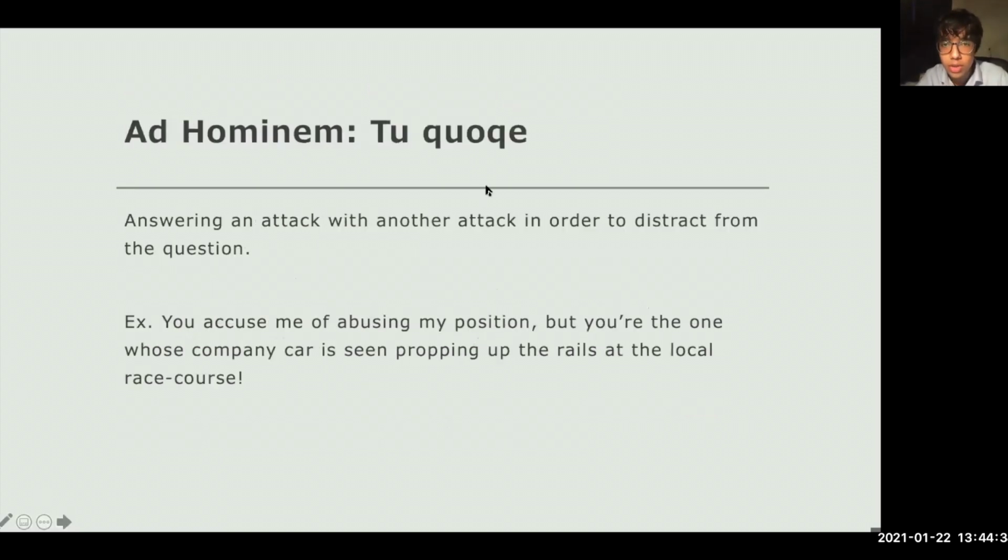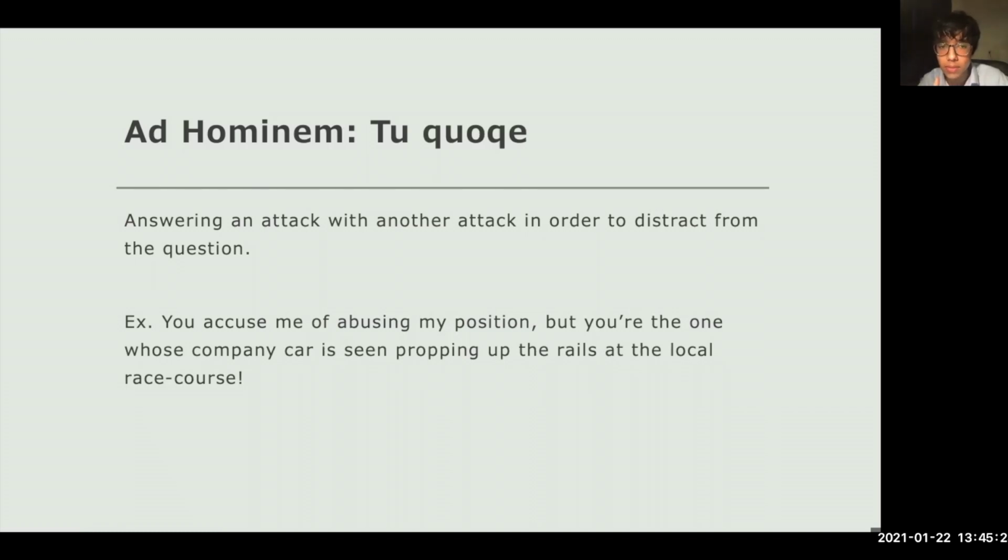Okay. Ad hominem tu quoque. So this one's pretty simple. Answering an attack with another attack in order to distract from the question. This is essentially, whenever you're given an attack in an argument or asked a question, you retort by attacking them again rather than answering their attack or answering the question. For example, "You accuse me of abusing my position, but you're the one whose company car is seen propping up the rails at the local racecourse."